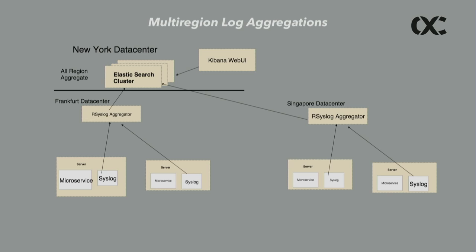I know a couple of other people were mentioning they have giant Redis setups, and the Redis setups were falling over. But rsyslog is really well suited for this, and you can scale them independently. They're kind of stateless, so you can spin up as many rsyslog aggregators as you need in a region to get the log scale that you want.